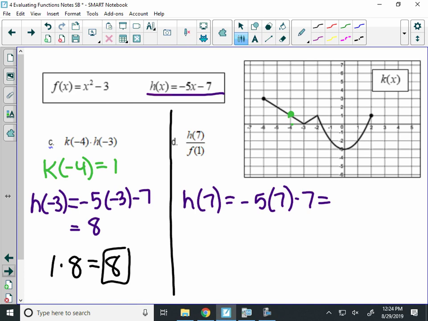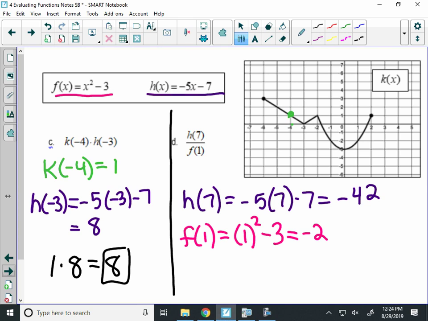Negative 42, right? Negative 35 minus 7 is negative 42. And then f of 1. So I used pin for f of 1 before. Let's see. F of 1 is 1 squared minus 3. What's 1 minus 3? Negative 2. So if I find the quotient, I have negative 42 over negative 2 and get a solution of 21.